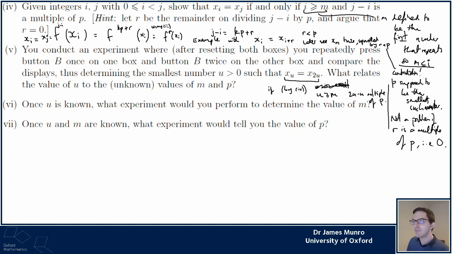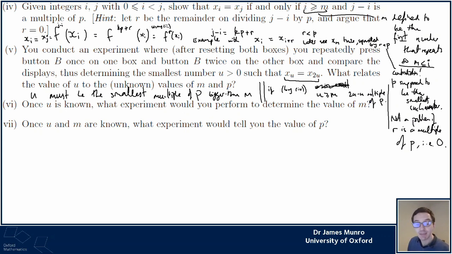And we're looking for the first time this happens, so u must be the smallest multiple of p bigger than m. Once we hit that smallest multiple of p bigger than m, then whatever xu is, x2u will be the same, because it's gone round a multiple of p times ahead and hit the same number, and that's the first time that can happen, because we need to be bigger than m and we need u to be a multiple of p. Okay, so u must be the smallest multiple of p that's bigger than m.